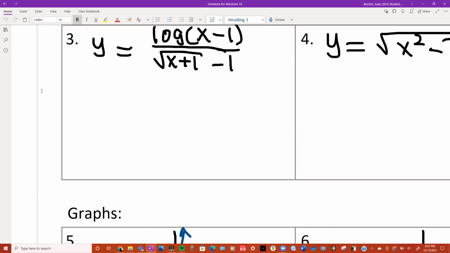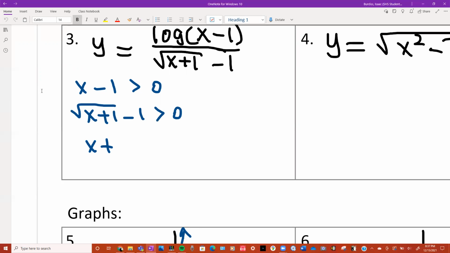Logarithm, whatever the argument is, set that greater than 0. Set the denominator not equal to 0. And then set the radical greater than or equal to 0. So that's 3 things, and we need to get x by itself.